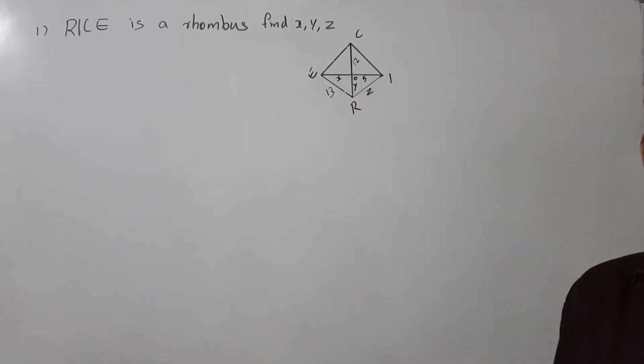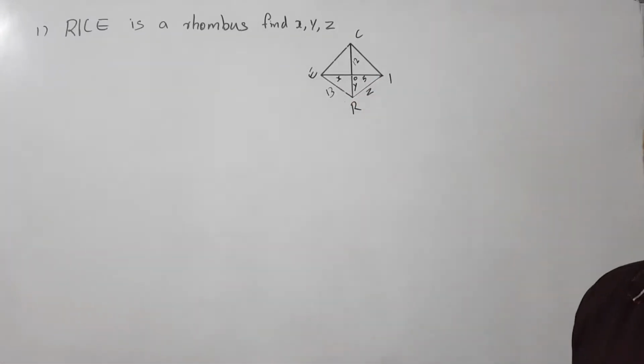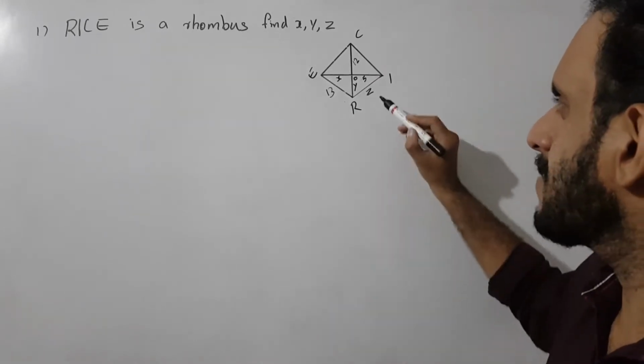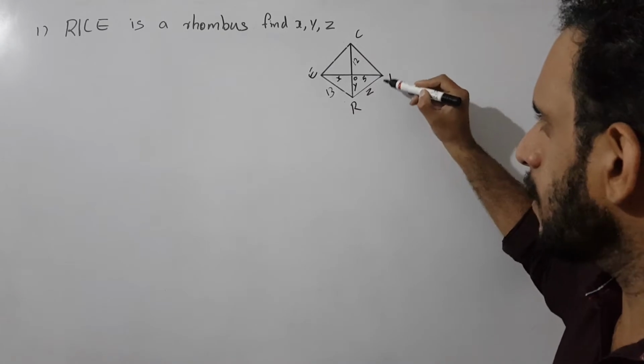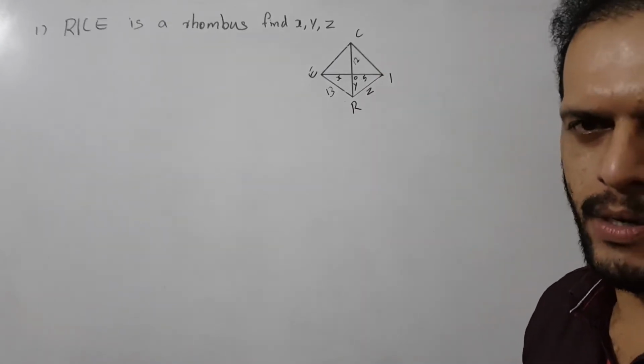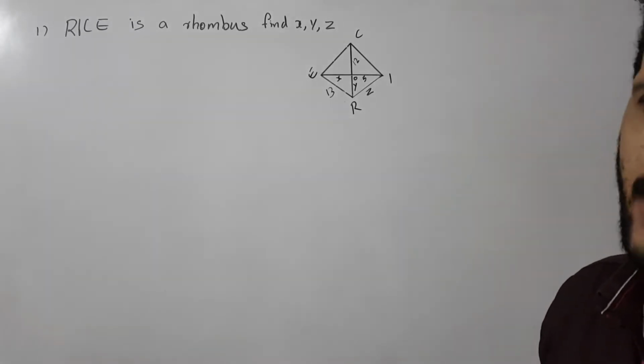Where are x and y marked, children? On the diagonals. So we need to apply the property of diagonals here. And z is marked on the side of this rhombus. Where is z marked? On the side, as a side measurement. So we need to apply the property of sides also.